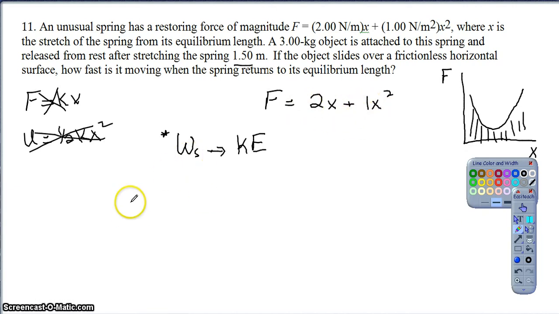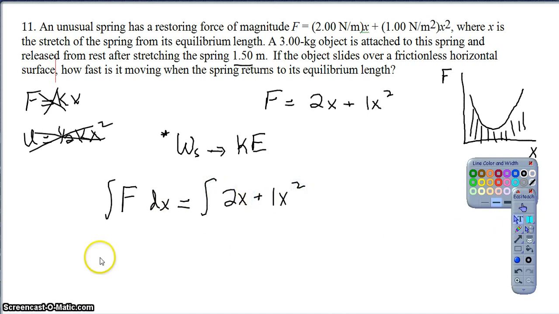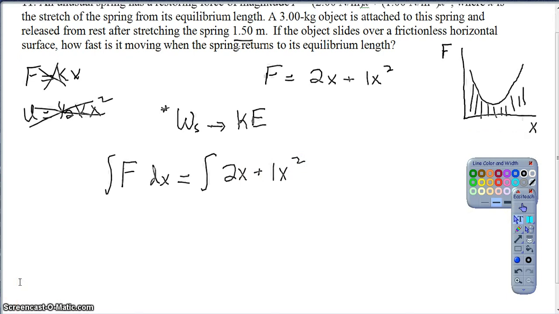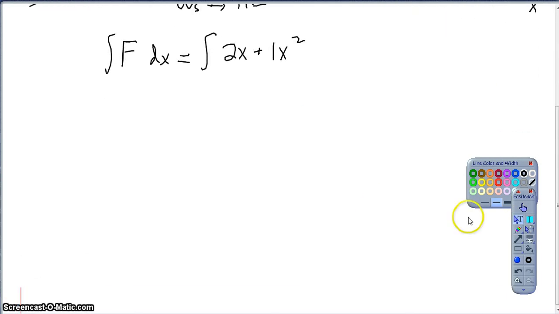So again, if I want to find my work done by the spring, which is exactly what I want to do, I'm going to integrate the function with respect to dx, with respect to the position. So I'm going to integrate both sides of my original function up there, integrating both of those with respect to x. Well, it's a pretty easy process, hopefully, for us to do. So again, the left-hand side, the integral of force with respect to dx is my work.